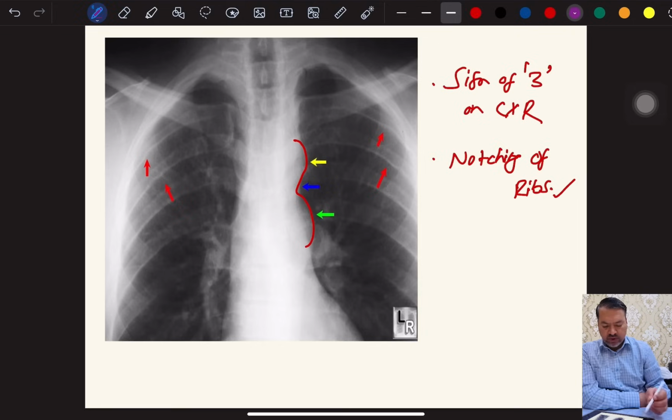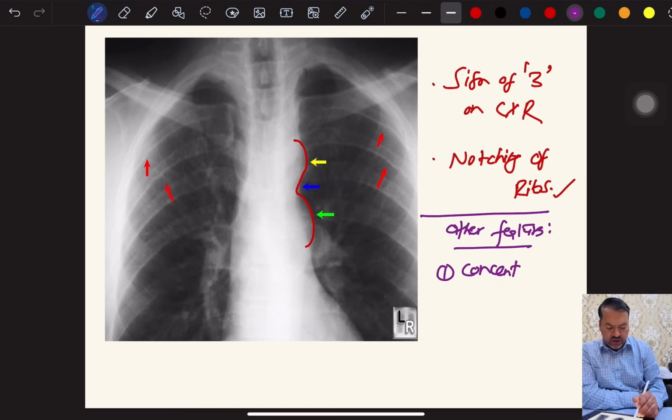Now what are the other important features of coarctation of the aorta apart from this? The other features, a little bit more information: there is concentric left ventricular hypertrophy. It's an important point. It is a pressure overload condition, that's why the left ventricle will be concentrically hypertrophied.